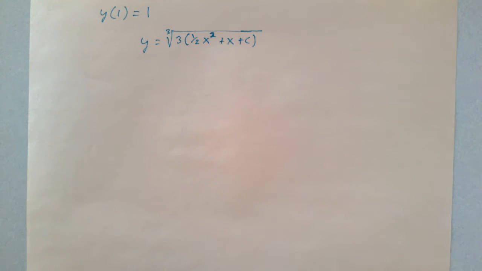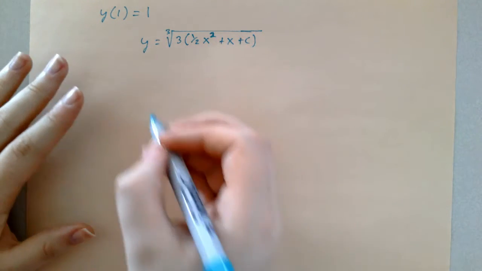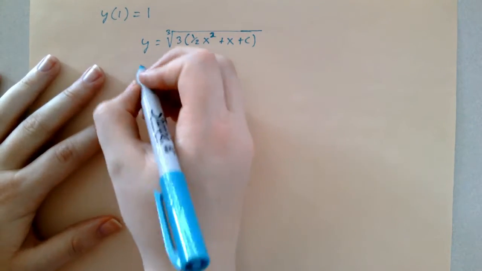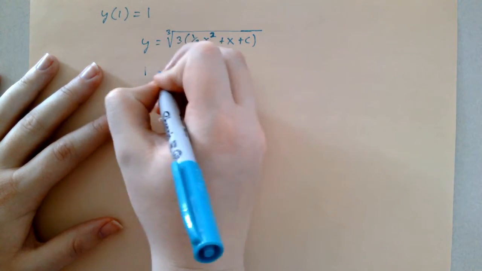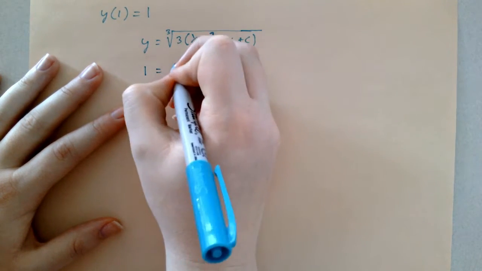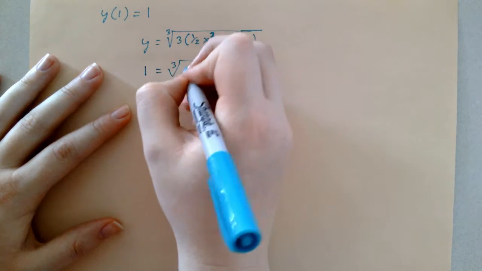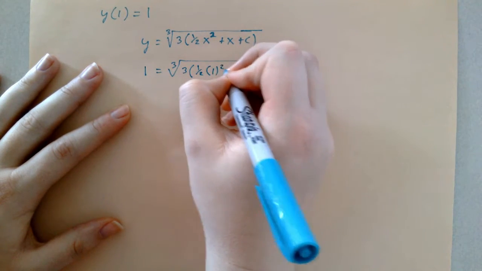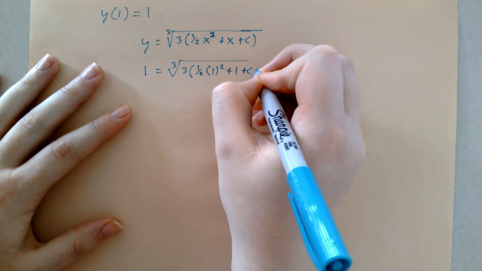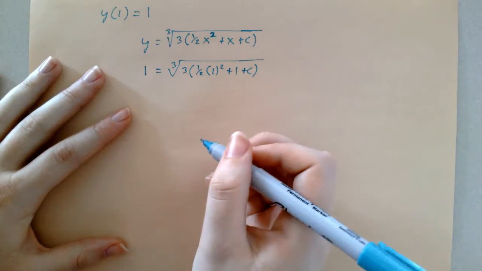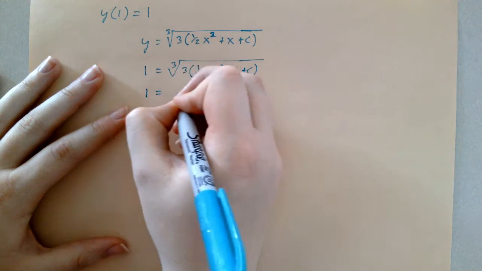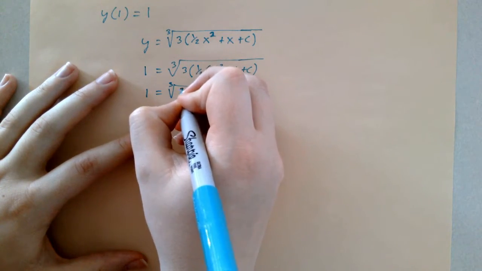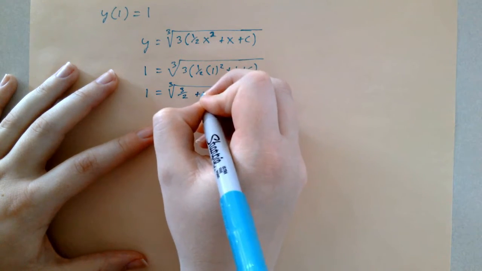Continuing from the last page, we have this equation and y of 1 equals 1. So we know that 1 is going to be equal to the cube root of 3 times 1/2 times 1 squared plus 1 plus c. We can simplify this down a little bit, so we have the cube root of 3/2 plus 3 plus c.